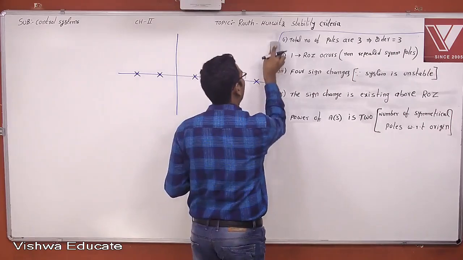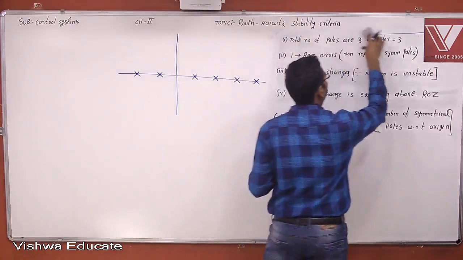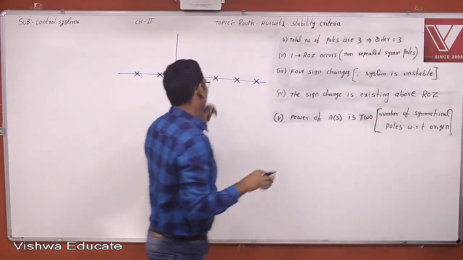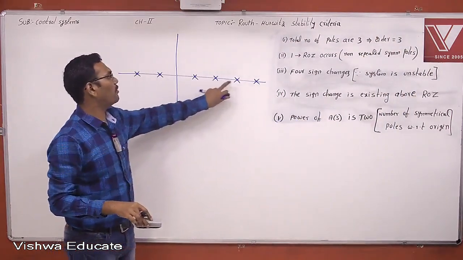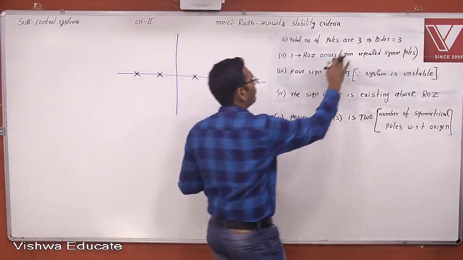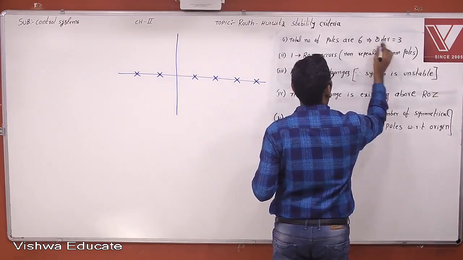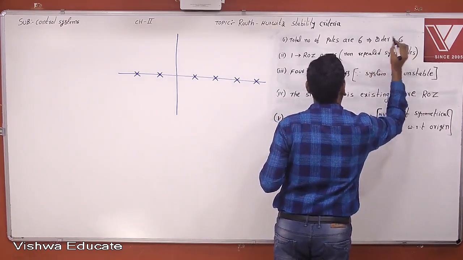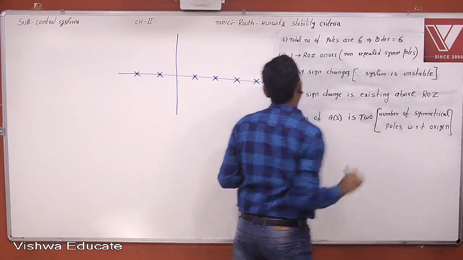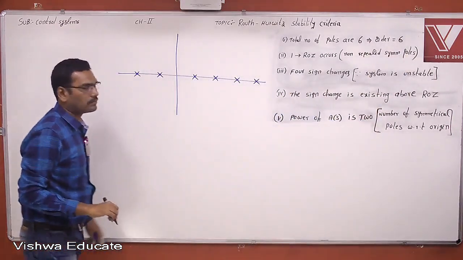Now, the easy point you have to identify first everywhere. Total 1, 2, 3, 4, 5, 6. So the total number of poles is 6. Therefore, the order of the characteristic equation is 6. Okay, that is also clear.